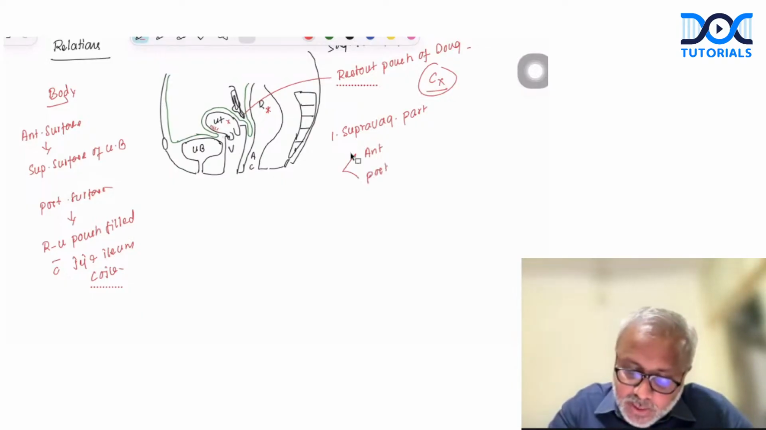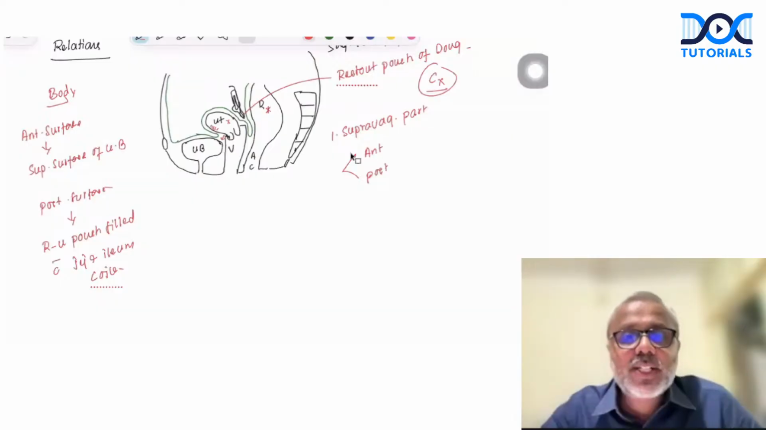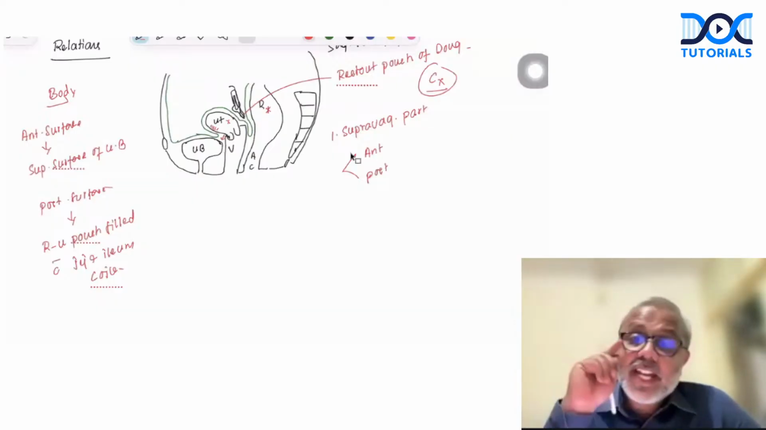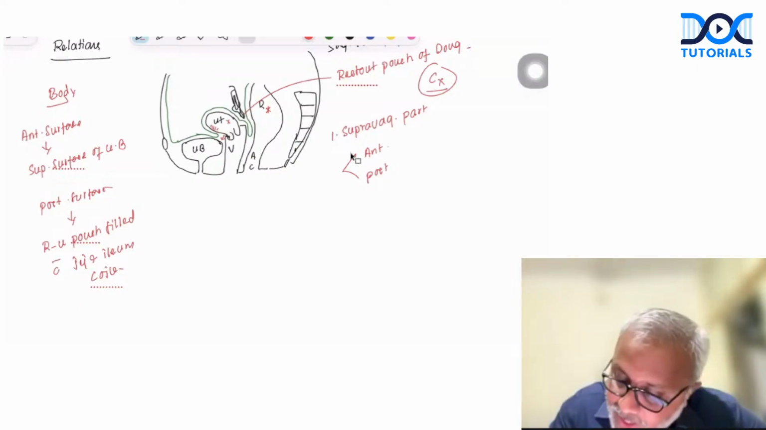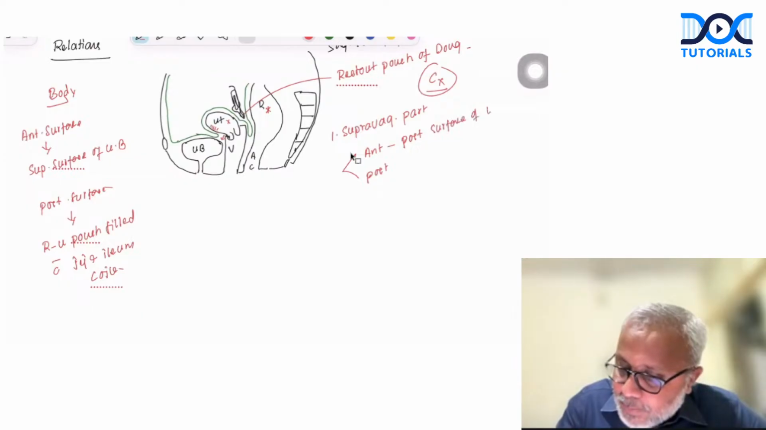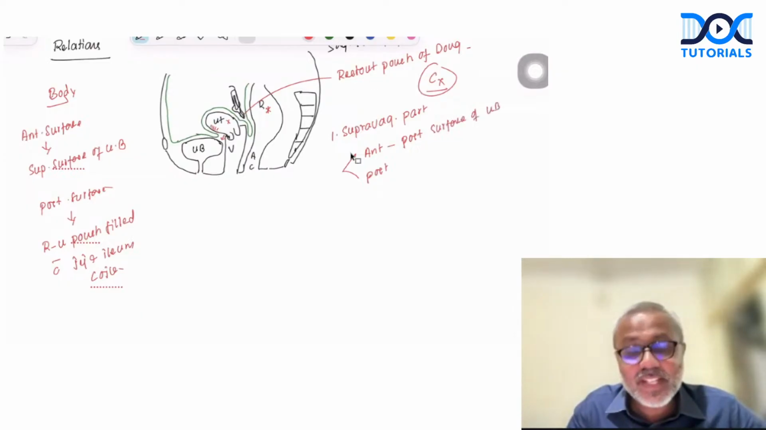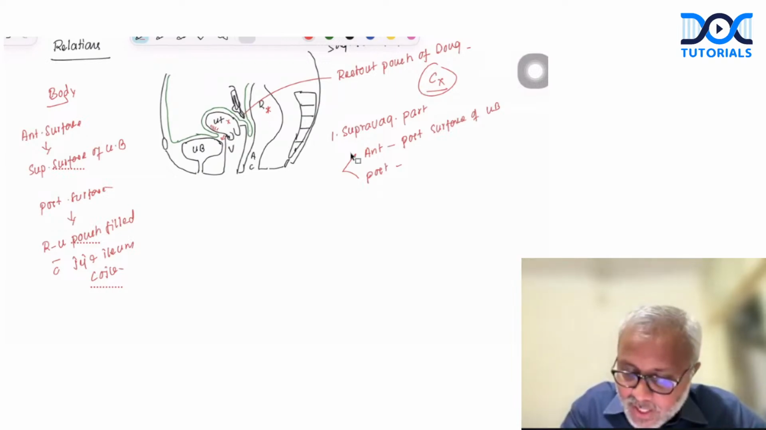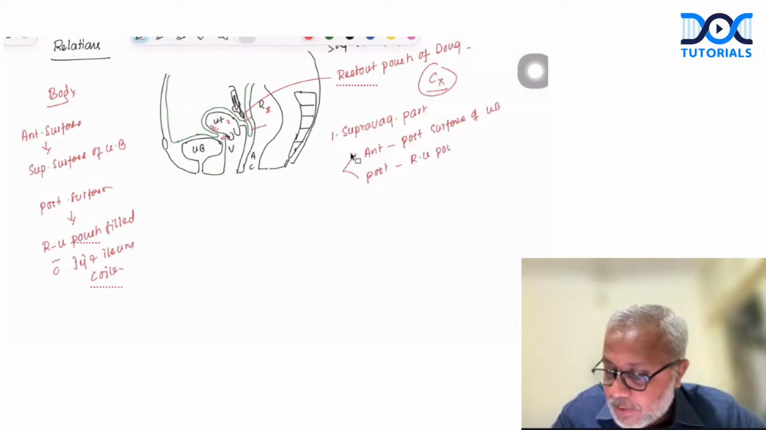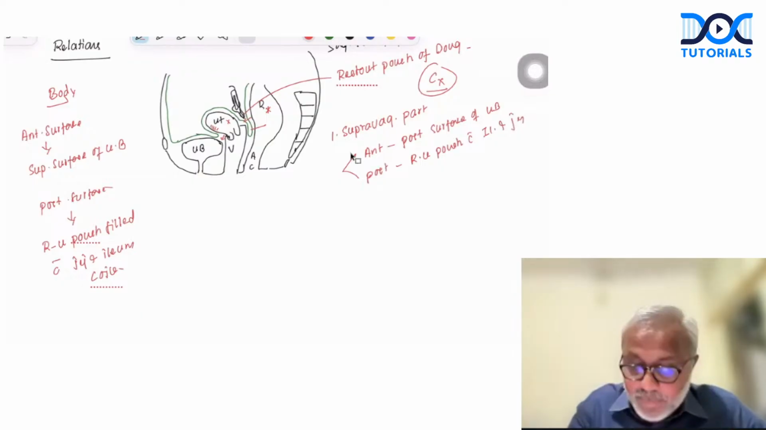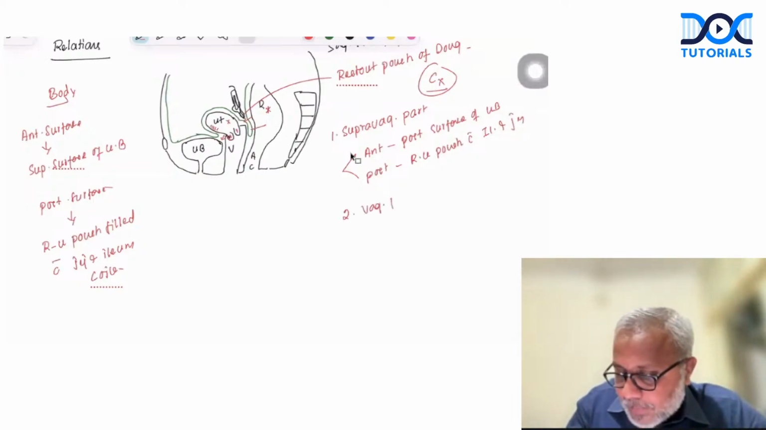Now, if you take a look at the supravaginal part, what is it related to? This is related again to the urinary bladder. But what surface? It is the posterior surface of urinary bladder. Did you understand why? Then, what about posterior relation? What is present posteriorly? Again, the recto-uterine pouch with ileum and jejunum. Remember, we are not talking about this part yet, which is the vaginal part. Then, what about the vaginal part?